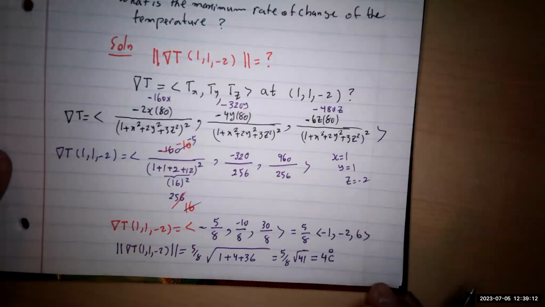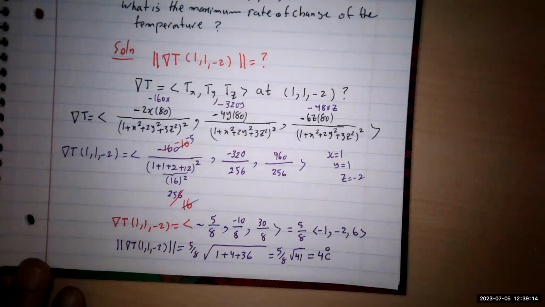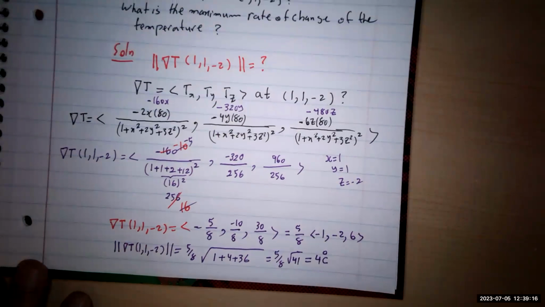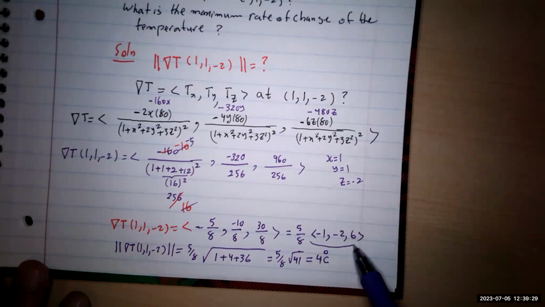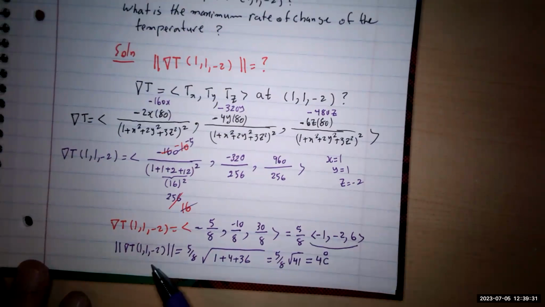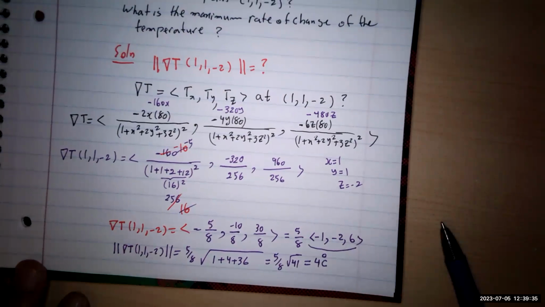Now, you know that this is going to be the maximum temperature increase, as we talked about. So the direction is going to be the direction of this vector. We can pick this one if you like. And the maximum rate of change of the temperature is going to be 4 degrees.